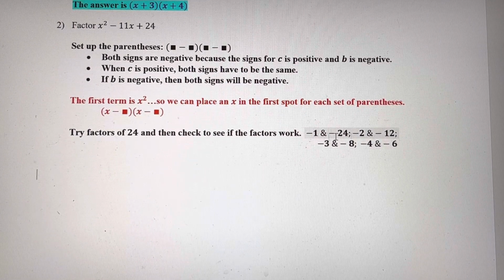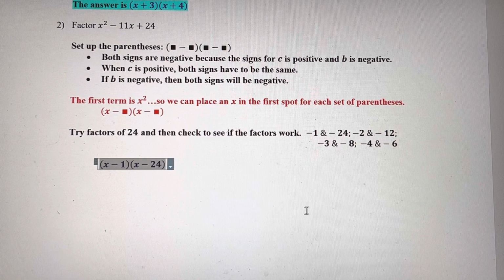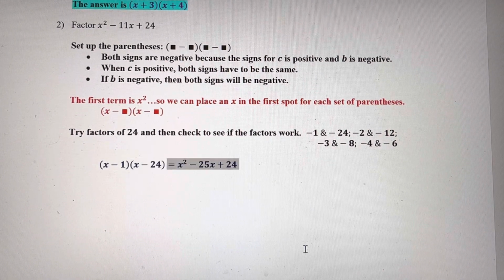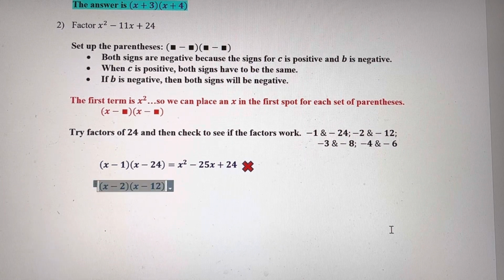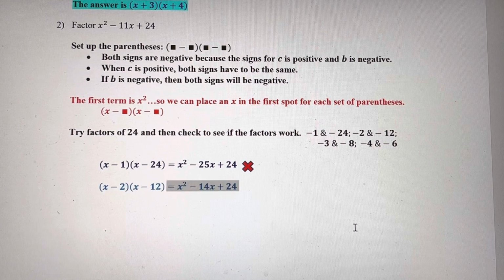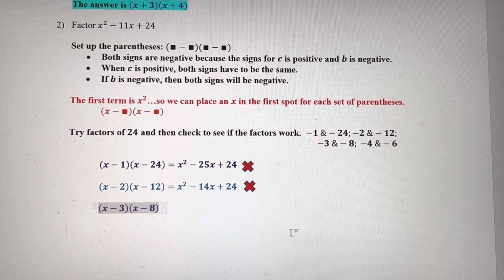All right. So I'm just going to go in order here. So the first one I can try is x minus 1 and x minus 24. Check your work, distributive property, doesn't match up. Okay, so that's not going to work. Second pair, x minus 2, x minus 12. When I multiply that out, I'm getting a little bit closer, but still not the same as the problem we started with, so that's not going to work.